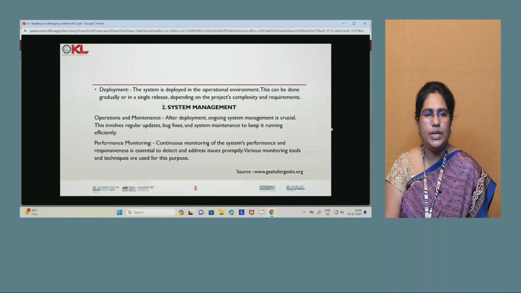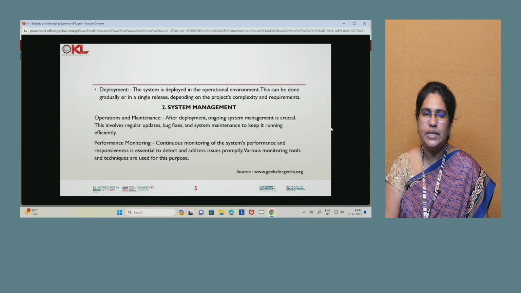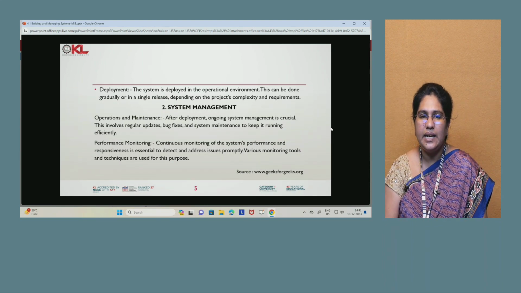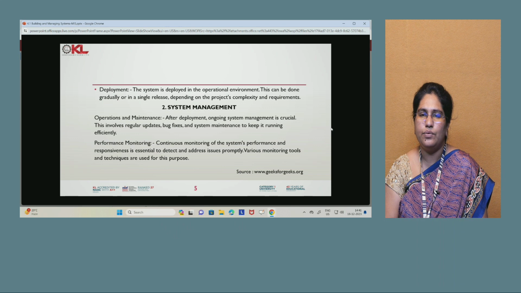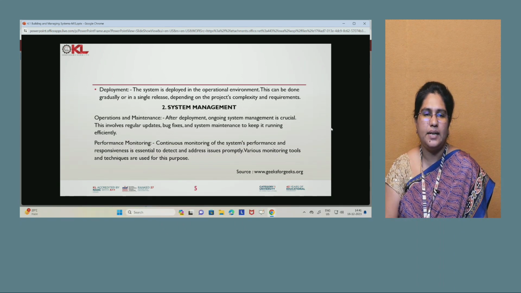After that we go to the deployment stage. Deployment is into an operational environment. This can be done gradually or as a single release, depending on the project complexity and the requirements. We'll decide based on the project complexity whether to do it in a single release or gradually. The second part is system management.